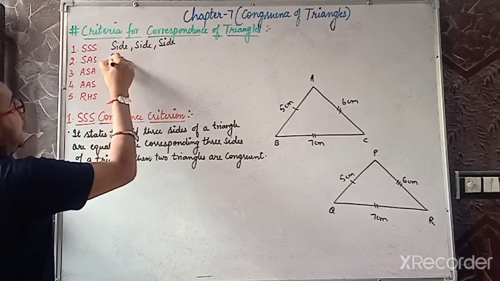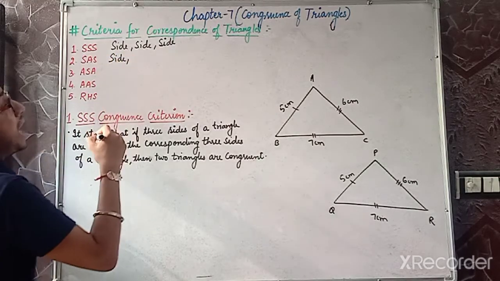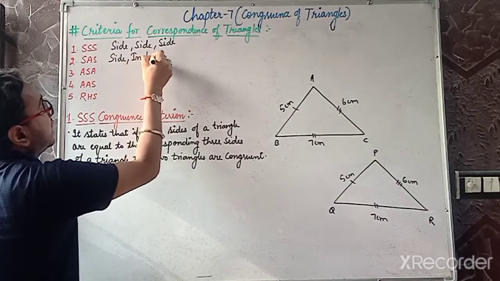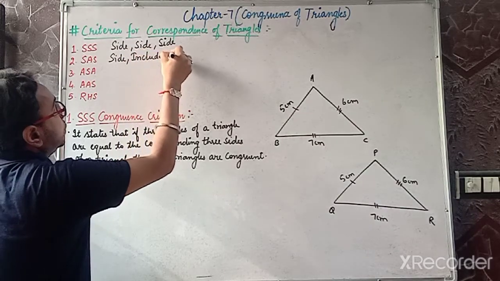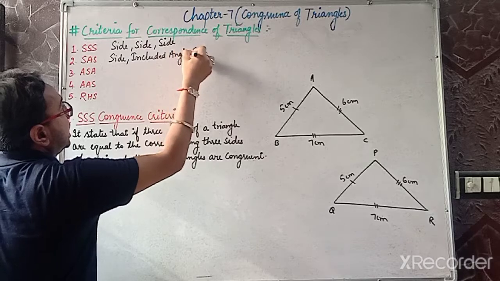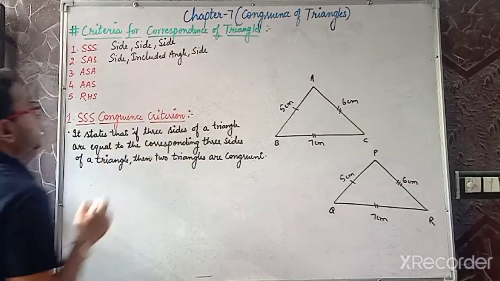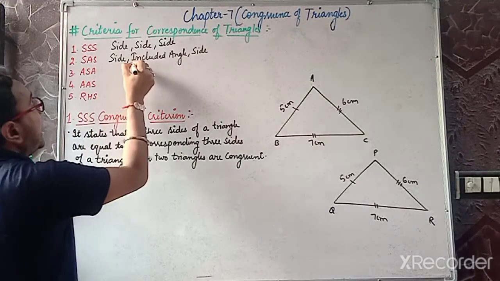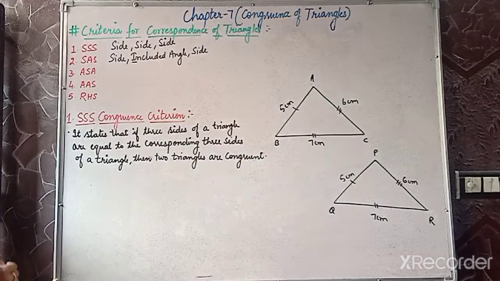S stands for side, A stands for angle. But since this angle is coming in between two sides, this is known as included angle. Again I am repeating, SAS. Side, angle, side. But this angle is coming between two sides, therefore we call it included angle.